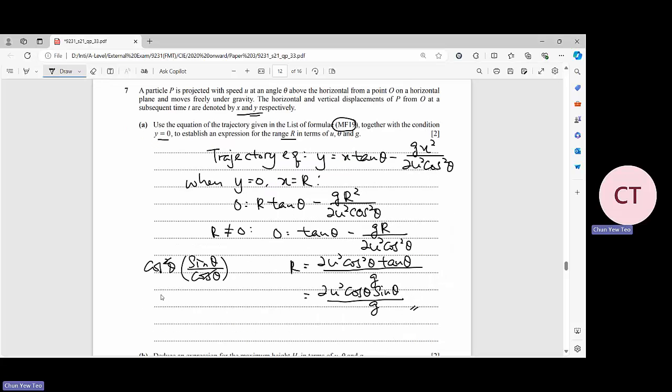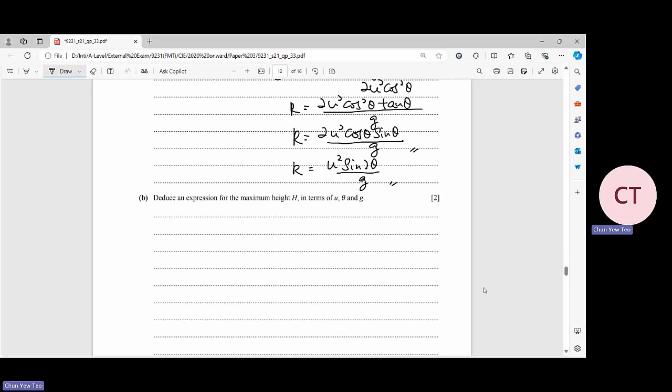But if you are aware that sine 2 theta is 2 sine theta cos theta, then we can actually make it become u square sine 2 theta over g. Okay, so you can leave the answer either one. Either one is fine. Maybe it depends on part B, we decide which one we want to use. Okay, so now move on.